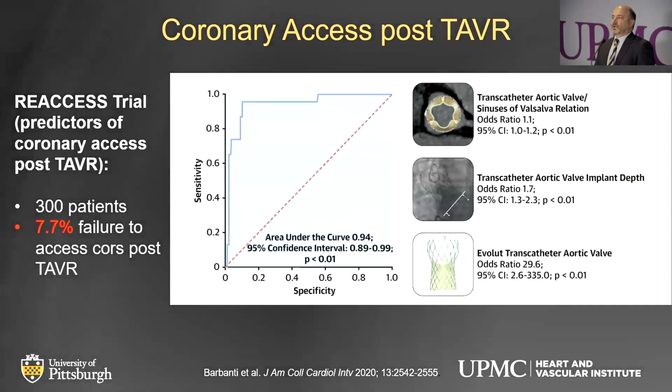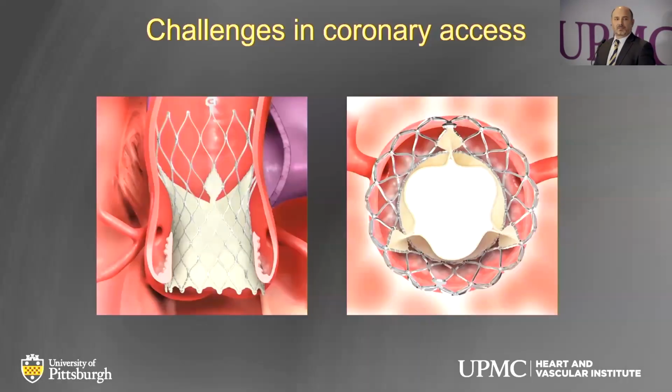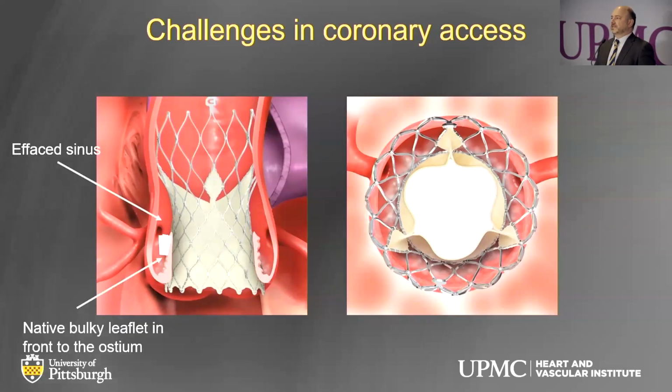If you're looking at why does this happen, this is the ReACCESS trial looking at patients who underwent PCI or coronary angiography post-TAVR. You can see the predictors for failure to access the coronaries, as you'd expect, are the high frame valves, such as the Evolut valve, high implant of the valve, and misalignment of the commissures with the coronary arteries. There are multiple mechanisms that can make coronary access challenging, especially in these high frame valves. You have effaced sinuses, you have bulky leaflets that can get in front of the ostia of the coronaries, especially if the coronaries are low.